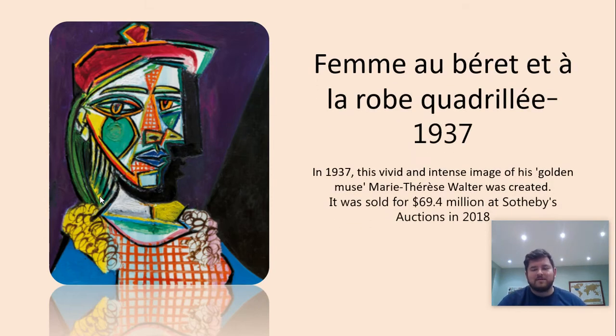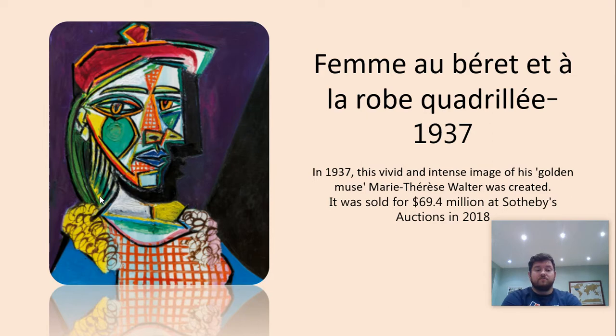Femme au béret et à la robe quadrillée, 1937. There you go, that was my attempt at saying the name. So in 1937, this vivid and intense image of his golden muse, Marie Therese Walter, the person who Picasso studied when he created this artwork, was created. It was sold for $69.4 million at Sotheby's auctions in 2018.